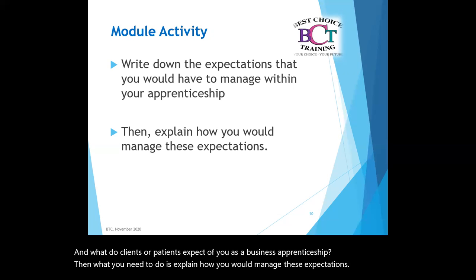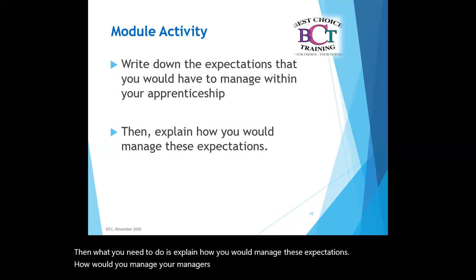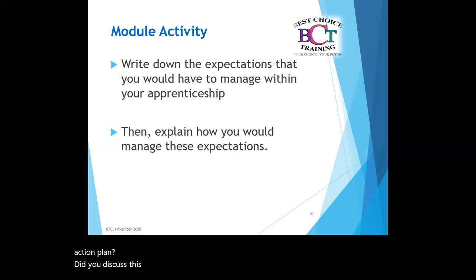How would you manage your manager's expectations? Do you set goals? Do you create an action plan? Do you discuss this and receive feedback from your manager? This is the same for your colleagues. What are their expectations of you? Do they want you to job share? Do you work closely together with them to manage a diary system?